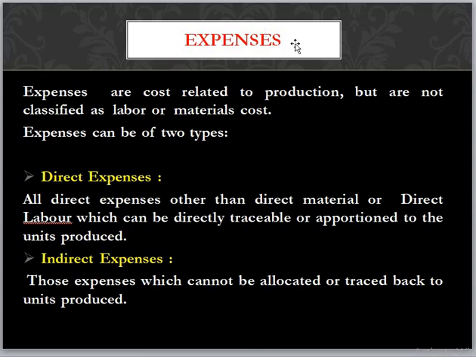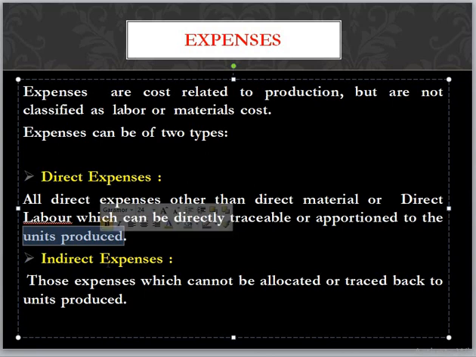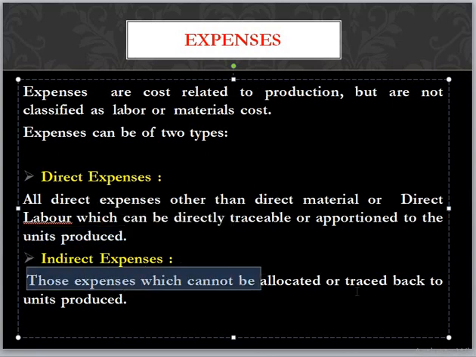Cannot be classified as labor cost or material cost. Again, in the case of other expenses too, expenses may be direct expenses or indirect expenses. As explained previously, all direct expenses other than direct material or direct labor which can be directly traceable or apportioned to the units of production are called direct expenses, whereas all those expenses which cannot be allocated or traced back to units produced are called indirect expenses.